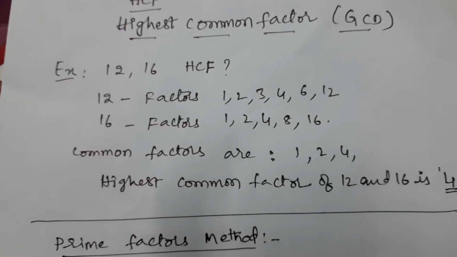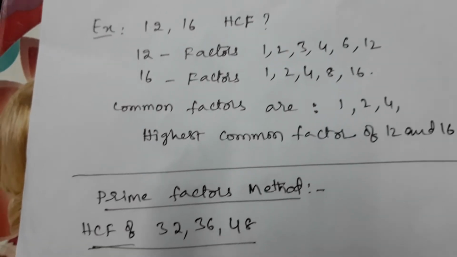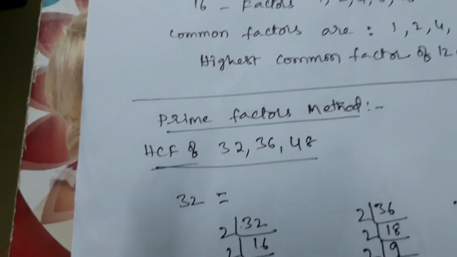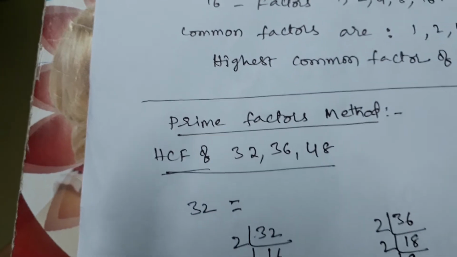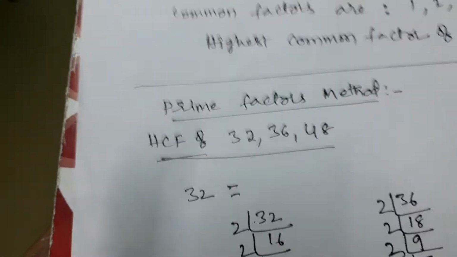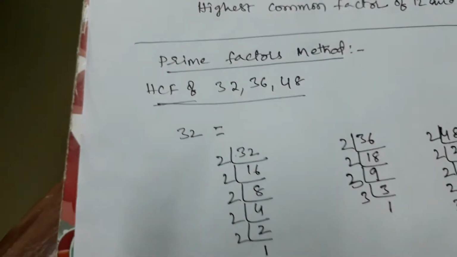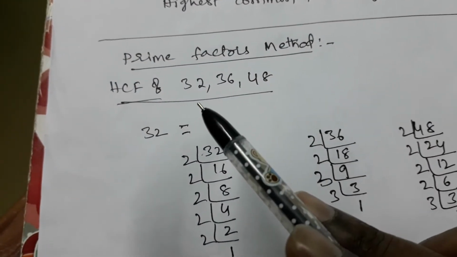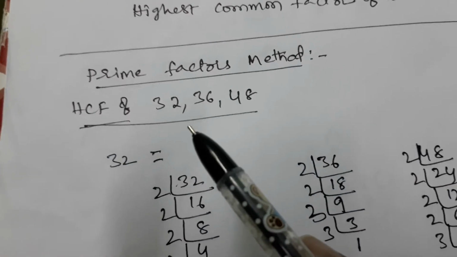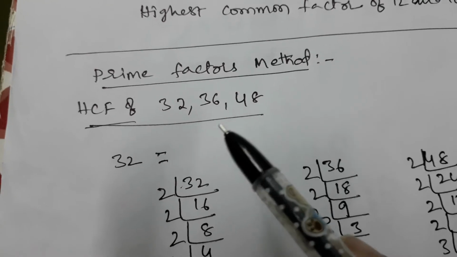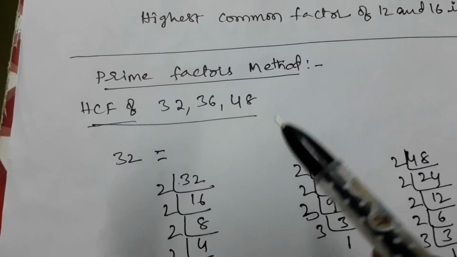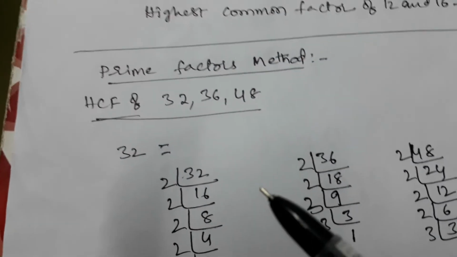Now, to find HCF there are different methods. One is the prime factors method, another one is the division method. Now I am going to introduce the prime factors method. See, an easy one. Here is one example: find the highest common factor for 32, 36 and 48. For these three numbers, I am asking the highest common factor.